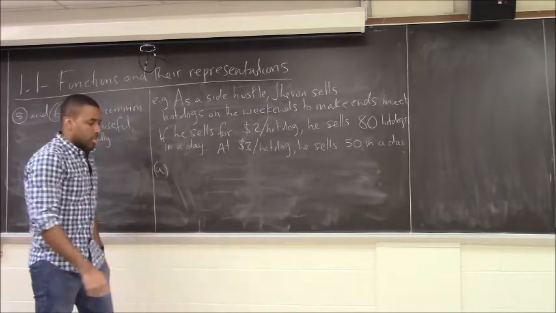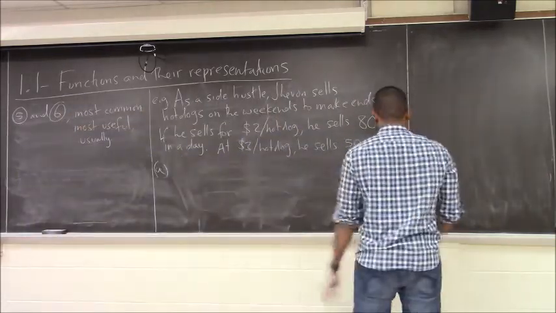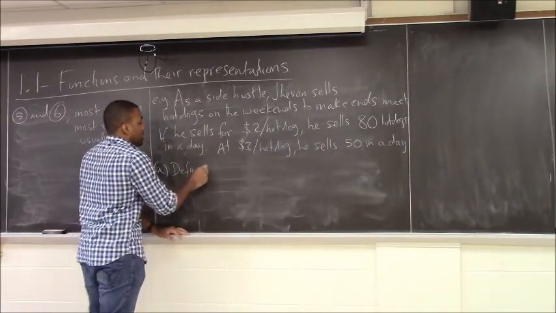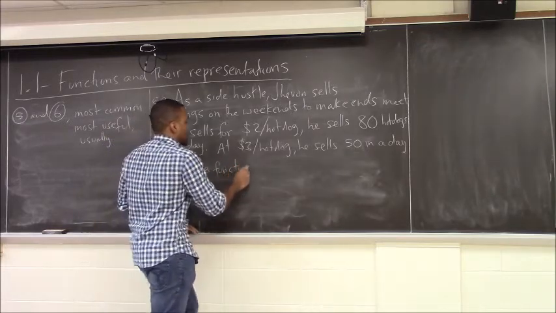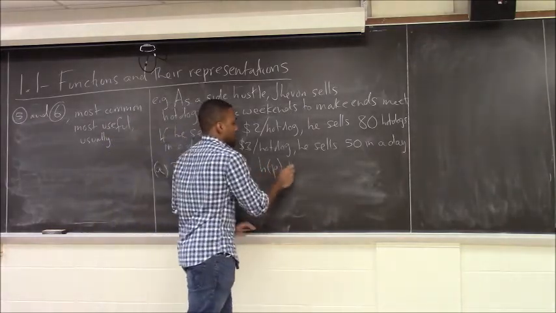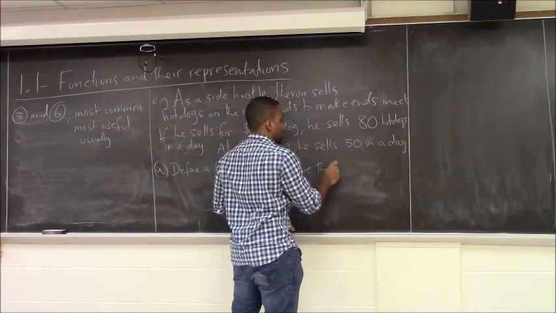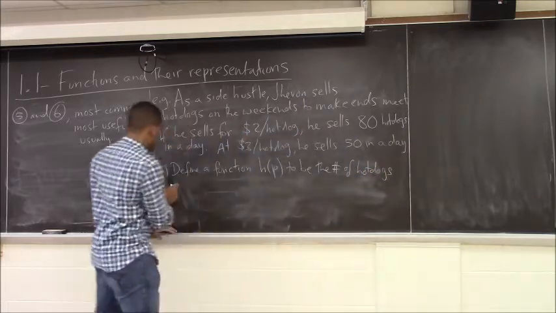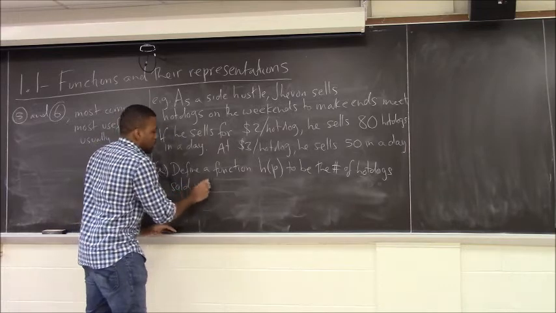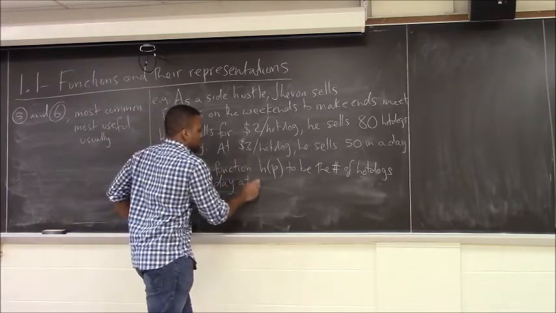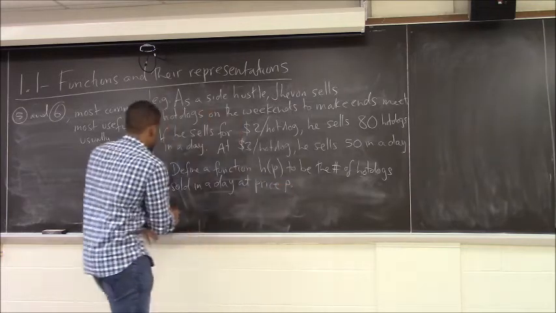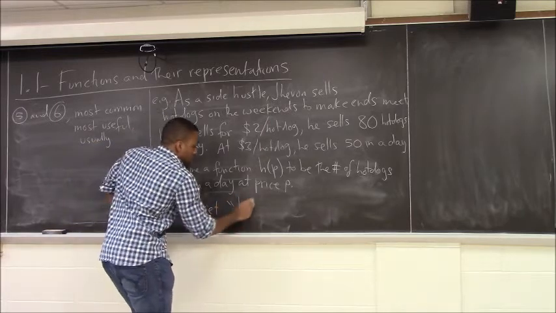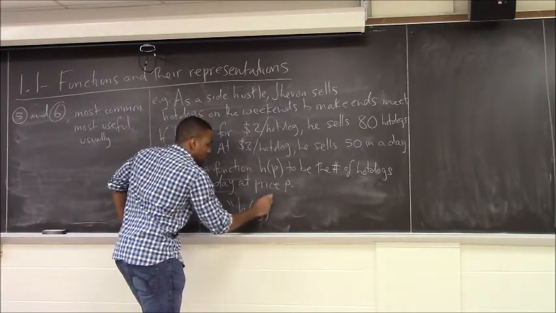A. Let's actually just start to introduce some notation. Define a function h of p to be the number of hot dogs sold in a day at price p. Interpret, and when I say interpret, I mean in words, h of 3. Tell me in words what h of 3 would represent.